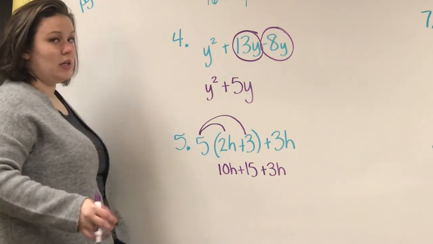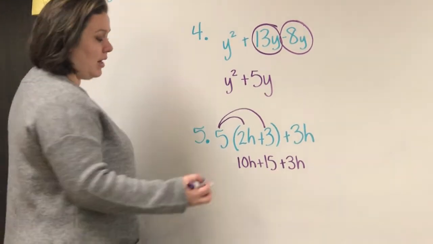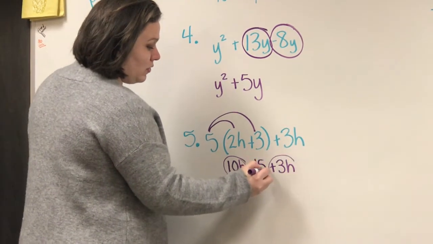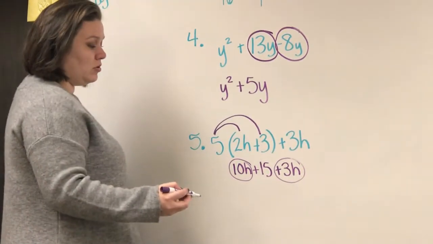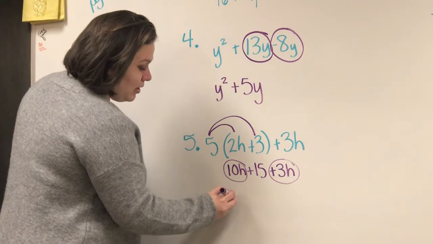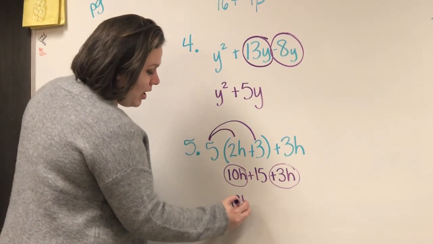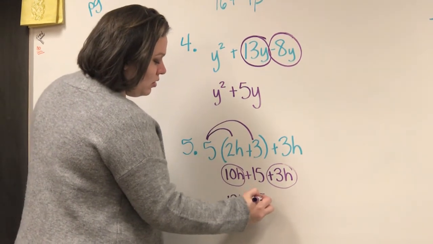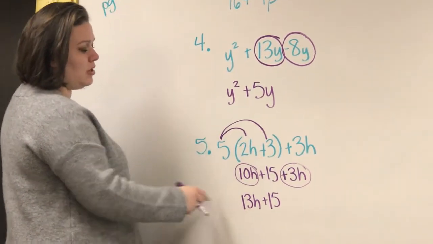Okay. Then I'm just going to combine my like terms that I have. I have an h over here. I have an h over here. Make sure you have your symbol. I'm going to rewrite it. 13h plus my plain number over here. That should be your finished answer.